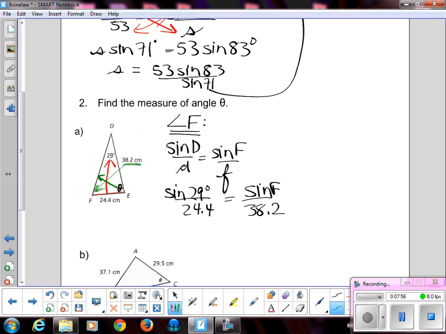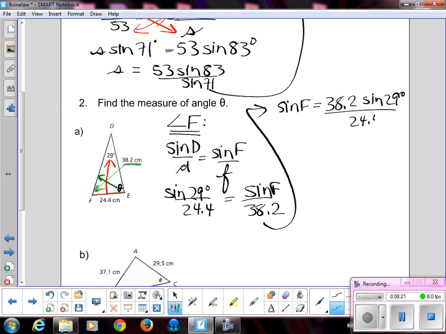and sine of F over 38.2. Now when I do the calculation here for sine F, and obviously I'm probably writing too large to fit in my spaces, but let's take a look. So sine F is going to equal 38.2 times the sine of 29, and I'm going to be dividing by 24.4. If you need the step before that, you just go right ahead and do it. So I end up with a decimal, 0.7590.